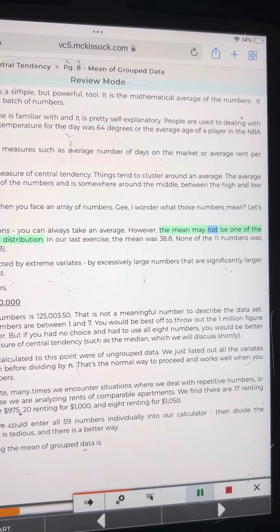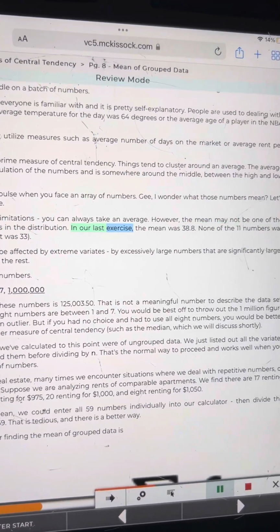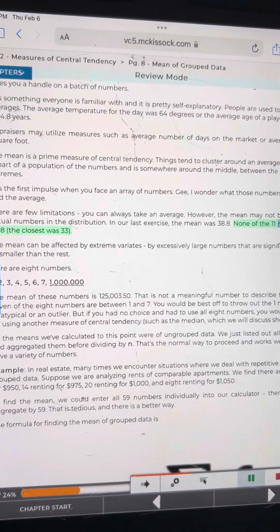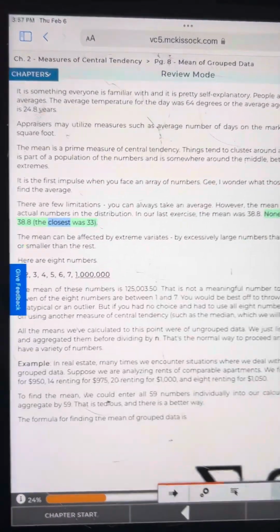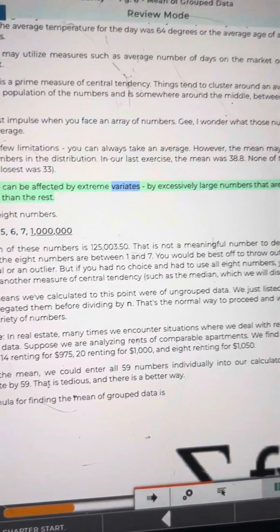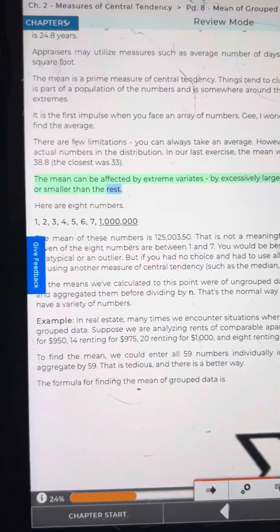However, the mean may not be one of the actual numbers in the distribution. In our last exercise, the mean was 38.8. None of the 11 numbers was 38.8. The closest was 33. The mean can be affected by extreme variance, by excessively large numbers that are significantly larger or smaller than the rest.